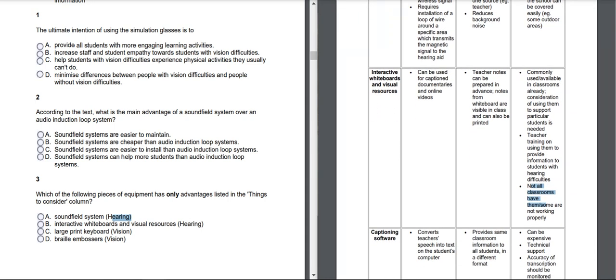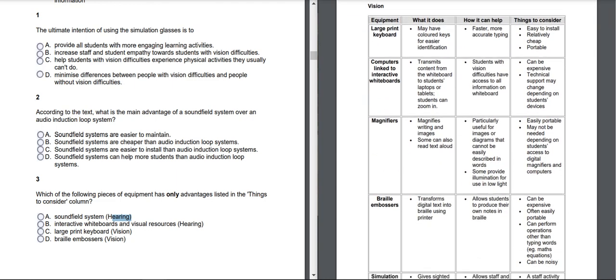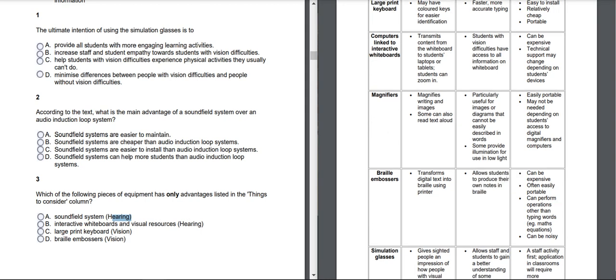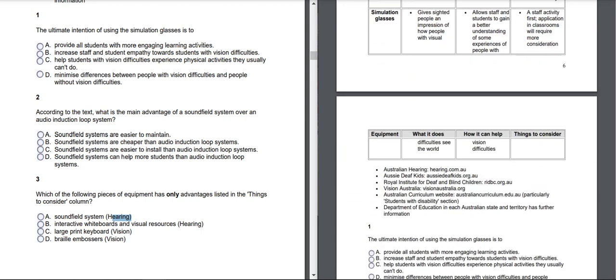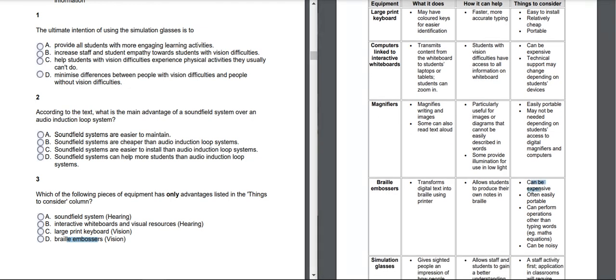Now, large print keyboard and braille embossers. So now let's look at the vision. Large print keyboards, I have missed. So we'll go up a little bit. Large print keyboard, easy to install, relatively cheap, portable. They're all positive, so this looks like the right answer, but we can just confirm by looking at the bottom one there. Braille embossers can be expensive, can be noisy, obviously some negatives there. So the answer is definitely the large print keyboard, only positives.